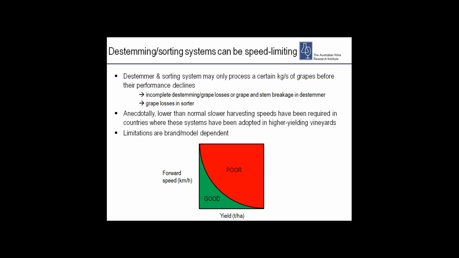I don't have any data on the different manufacturers, but the capacity of the systems is going to vary between brands and models. But definitely in some of the higher yielding vineyard regions, you would expect that slower than normal harvesting speeds would be needed.